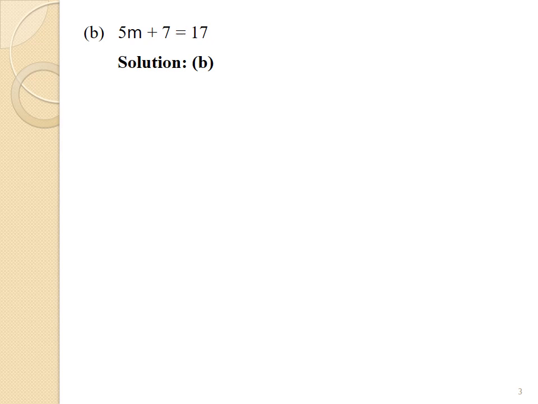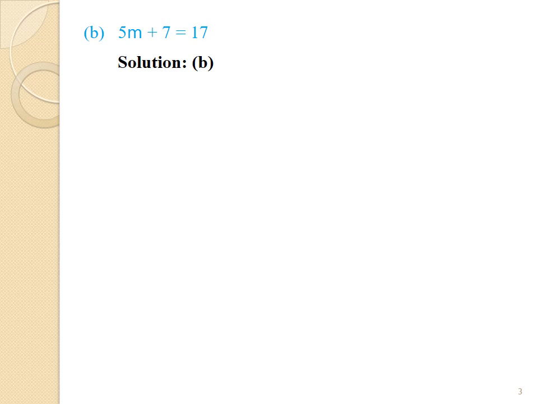Now, sum B. 5m plus 7 equals to 17. Students, in this equation, there are two operations. They are multiplication and addition. So, we have to use two laws, that is subtraction law and division law. First, we have to use subtraction law. Then, we have to use division law. So, let's solve sum B and find the solution of this equation.